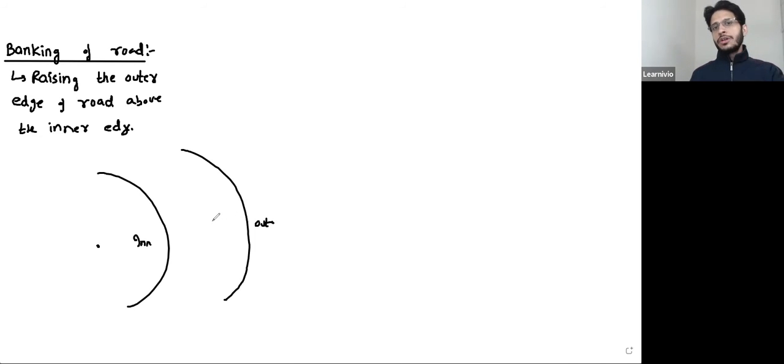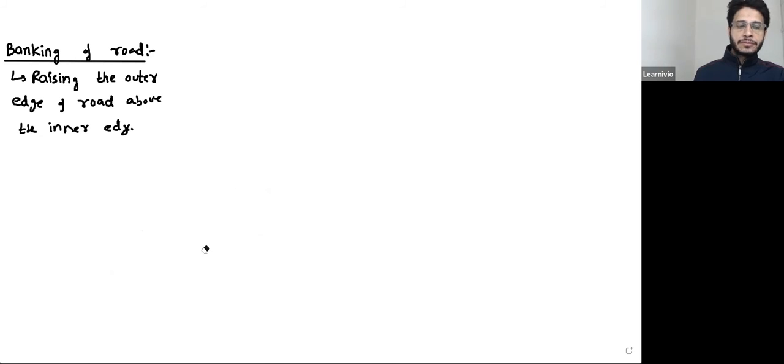Raising the outer edge of the road is known as banking basically. We'll see why we bank a road. So banking simply means the outer edge of the road is raised above the inner edge. So a circular turn is not in this way. A circular turn is in this way. The outer edge is a bit raised as compared to the inner edge. That's known as the banking of the road.